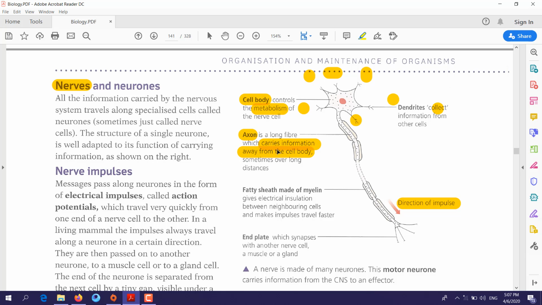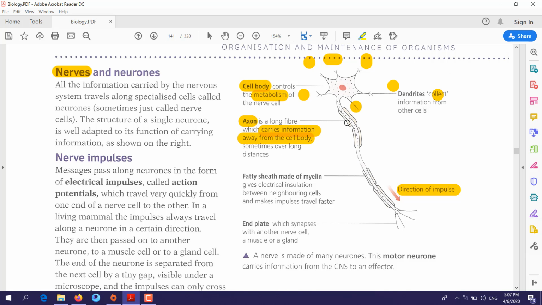Then, as you can see, the axon, or this tube, is covered with these structures. What do we call these structures? It's a fatty sheath made of myelin. This part we call the fatty sheath or sheath. What is its function? Because we say the neurons work with electrical impulses, it gives electrical insulation between neighboring cells and makes impulses travel faster.